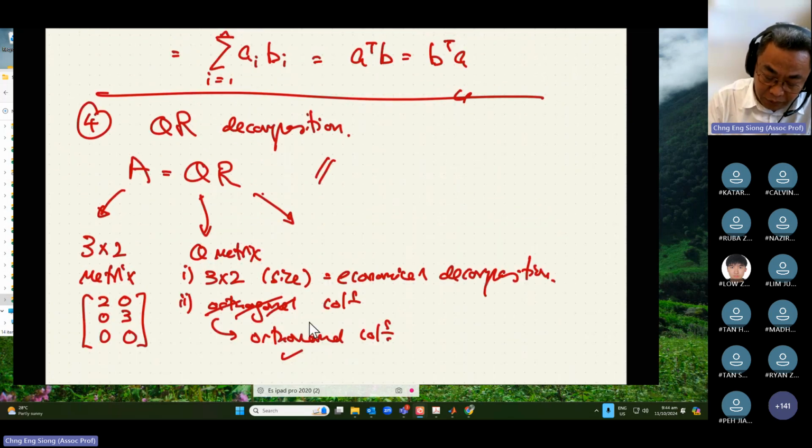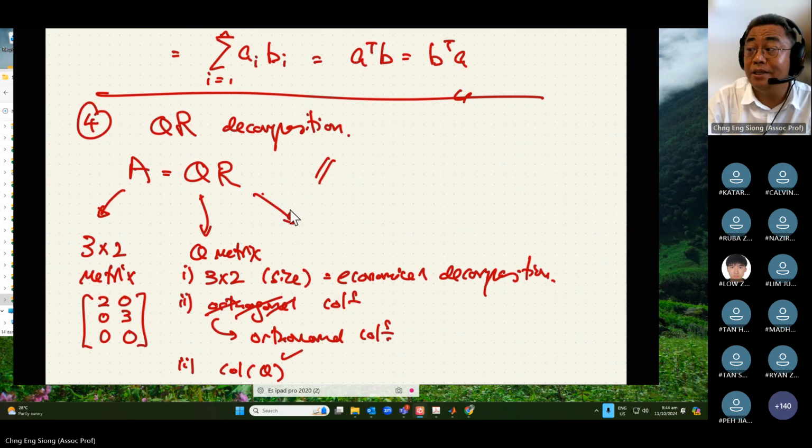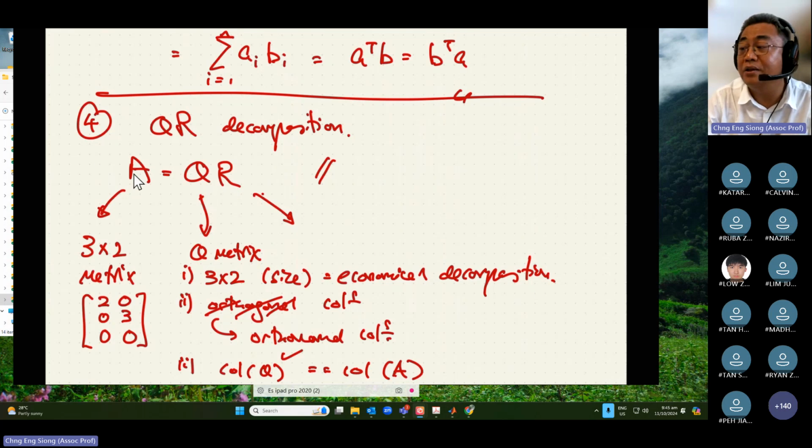What other property does Q have, guys? The column space of Q must be what? Come on, guys, let's try. Equal to the column space of A. Very good. Because if Q is not in the same column space as A, no matter what we do with R, we cannot get A. So Q has these three properties.